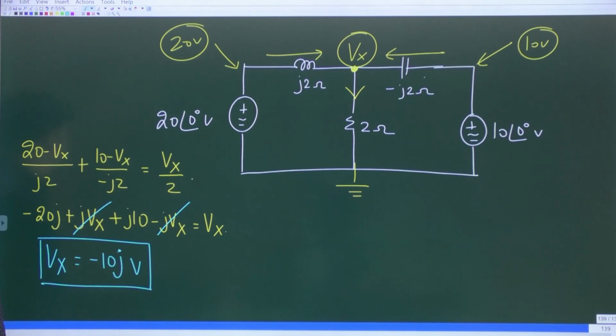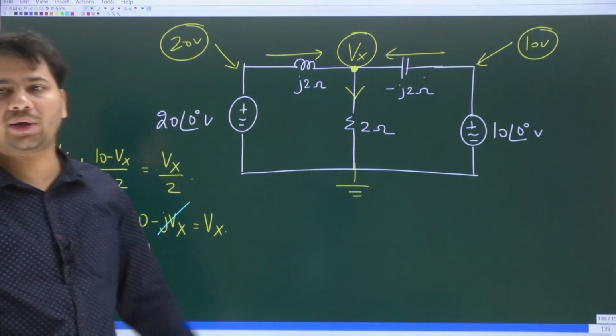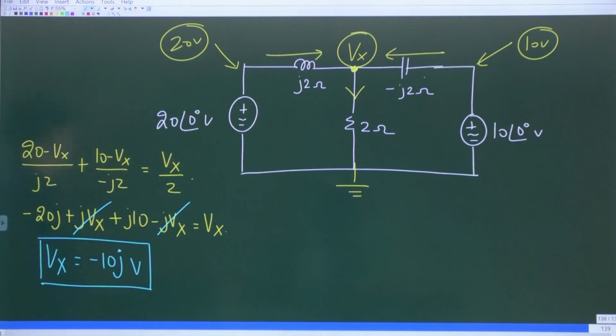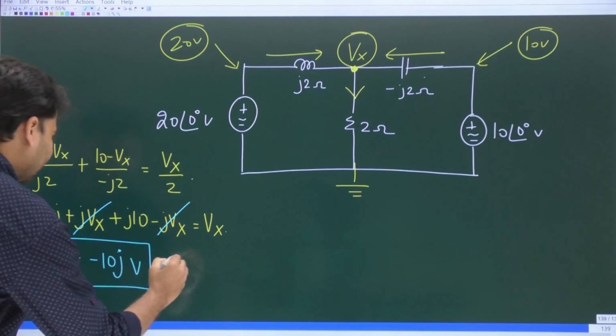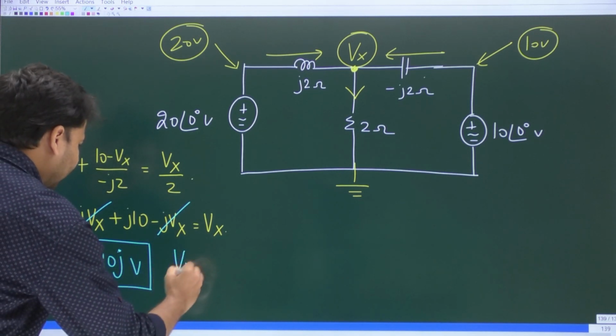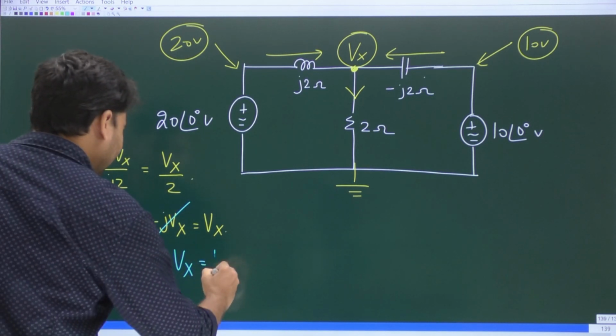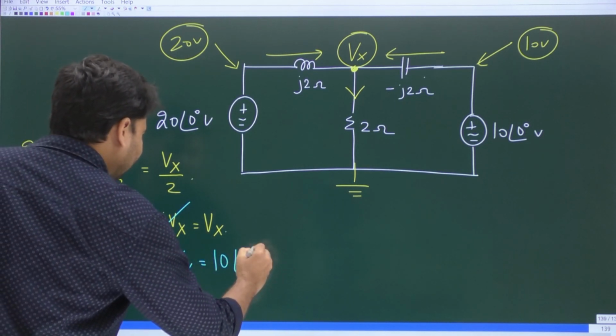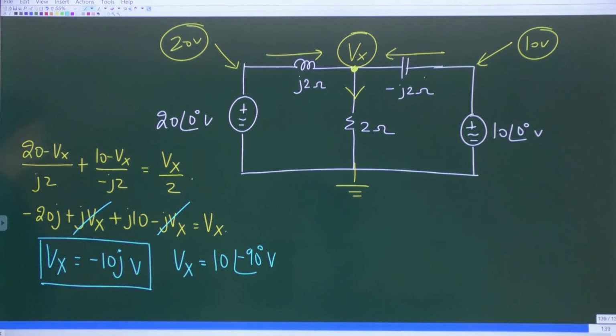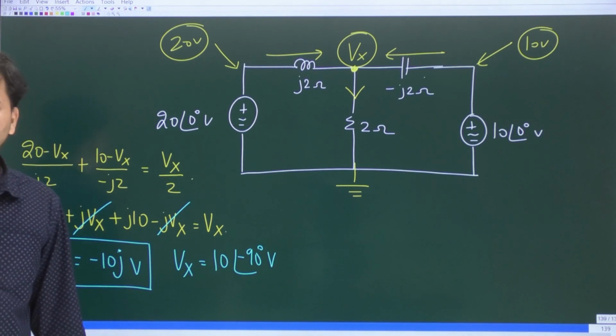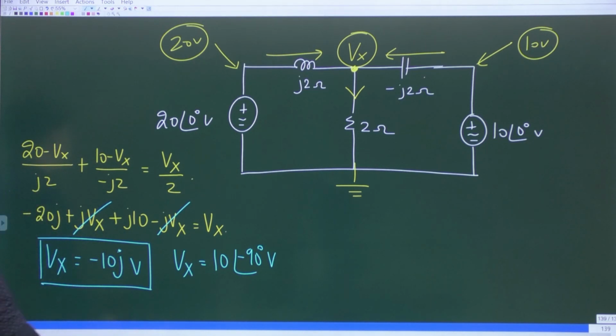Is it correct? This node voltage is minus 10j volts. See, what is this Vx? If it is minus 10j, is it not 10 at an angle minus 90 degrees volts? Yes or no? Vx is minus j10. It is the same as 10 at an angle minus 90 degrees volts.